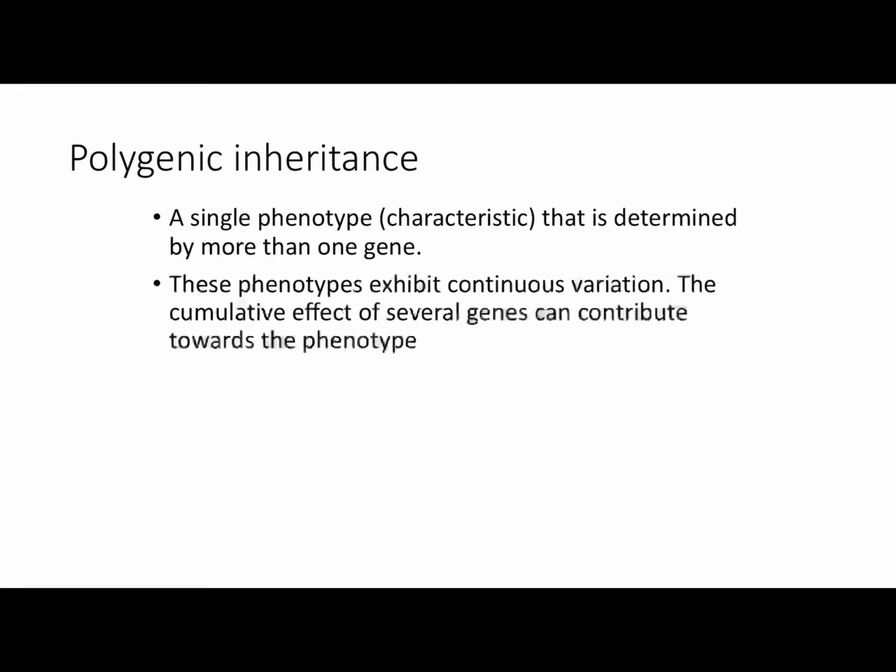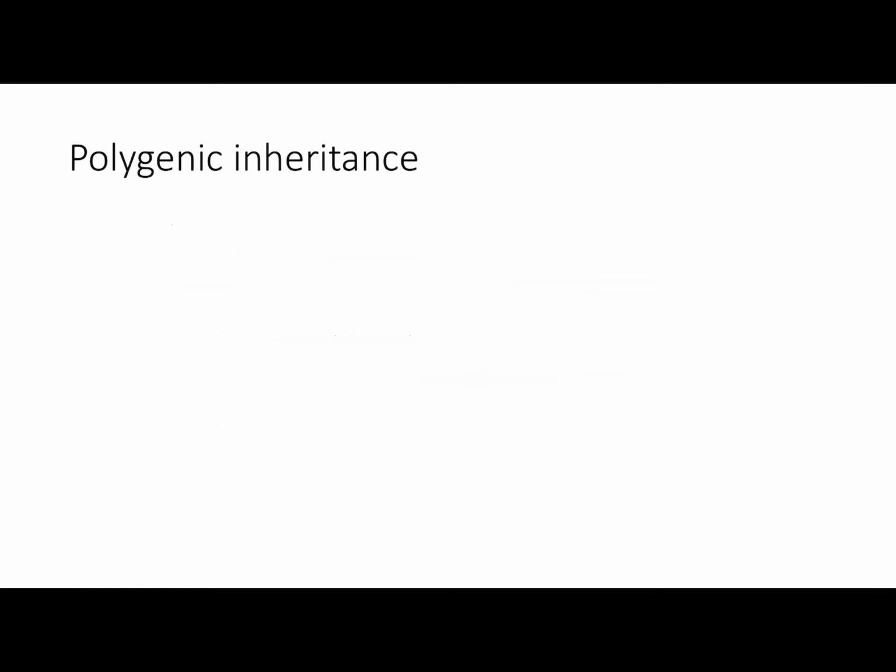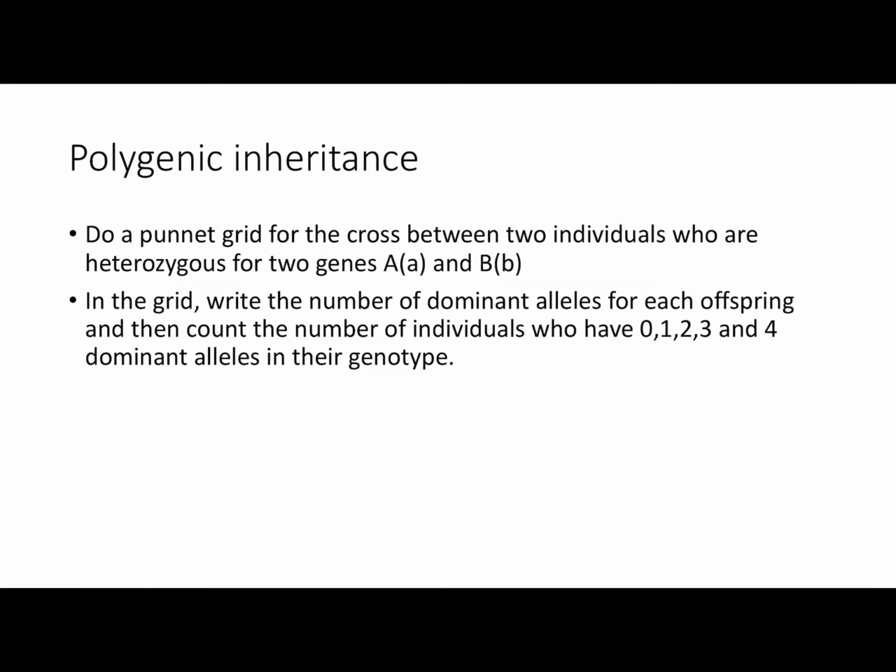Now, I've just put a few notes here. So polygenic inheritance: a single phenotype that's determined by more than one gene, and the phenotypes, the characteristics, exhibit continuous variation. And it's this cumulative effect of several genes that contributes towards the phenotype. The key example that the syllabus wants you to know about is human height, but we're also going to look at skin colour as another example of continuous variation.